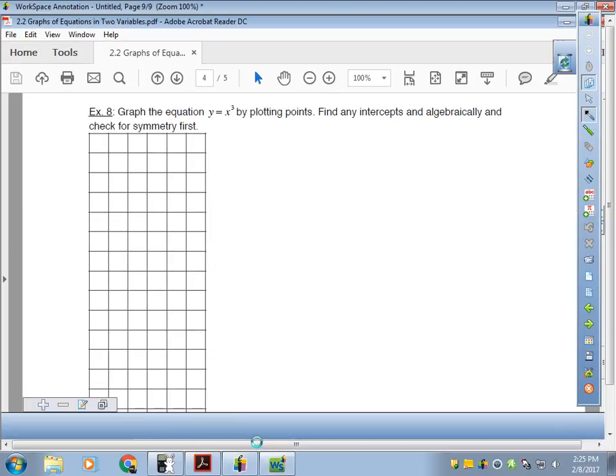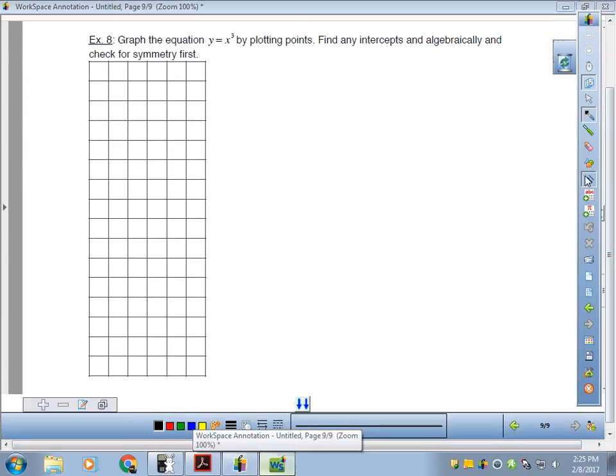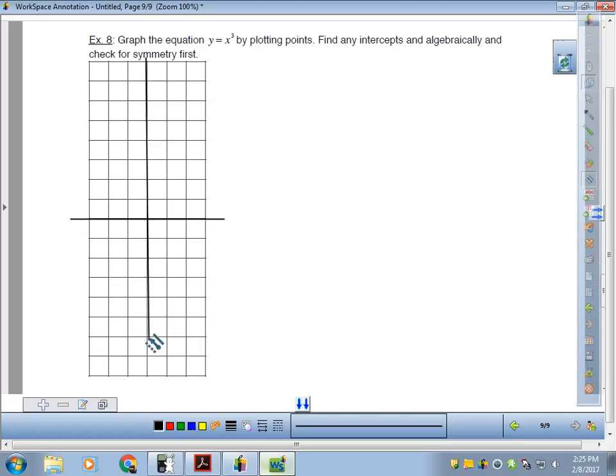Alright, example 8 here. I'm going to draw in my x-axis and y-axis first. Redraw them again, because this is not cooperating, apparently. There we go. So there's my x and y-axis. And so it asks us to graph this equation by plotting points, and then find any intercepts algebraically, and check for symmetry.